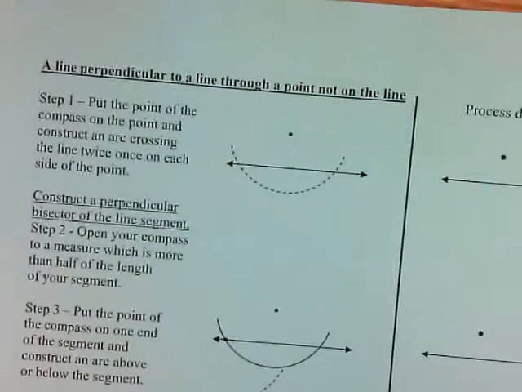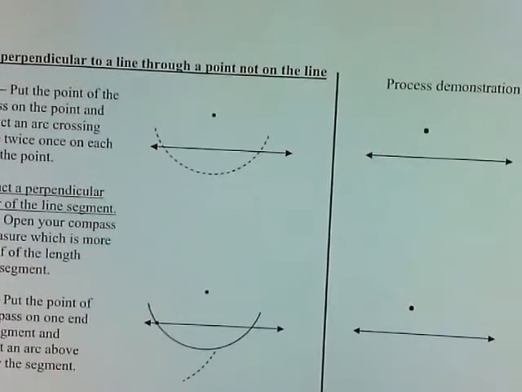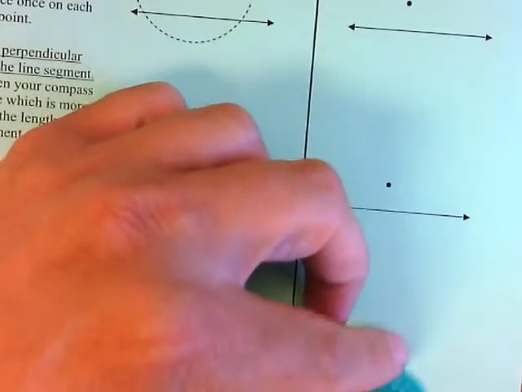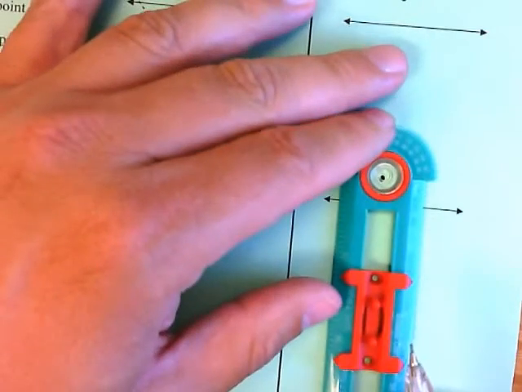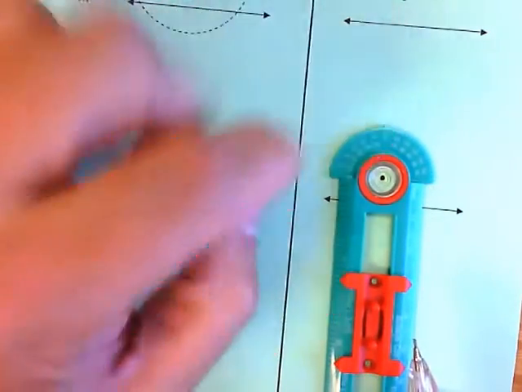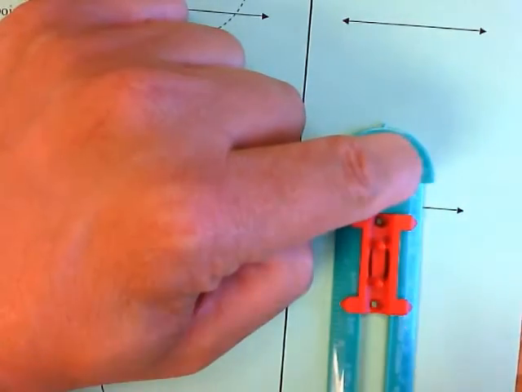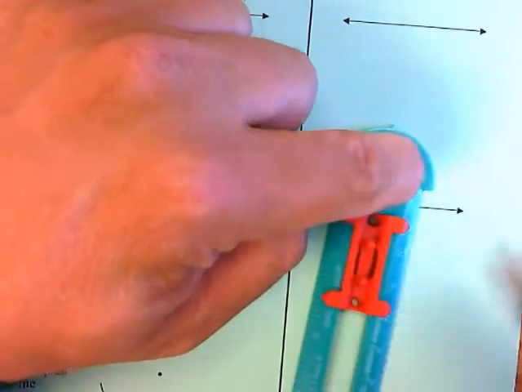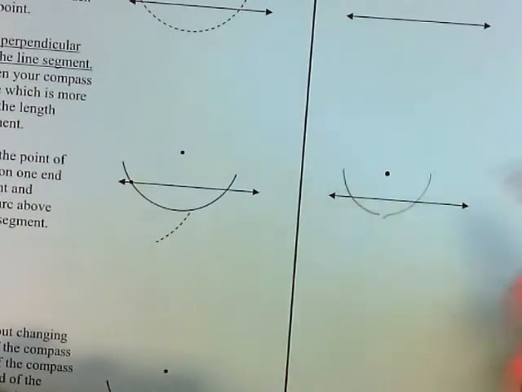All right, 6th one. Line perpendicular to a line through a point not on the line. All right, for this one, step 1 is to put the end of the compass on the dot on the point that we're trying to go through. And then I need to put my slider so that it's down past the line. Okay, I arc there and arc there. Okay, so notice that gives me 2 points, right there and right there.